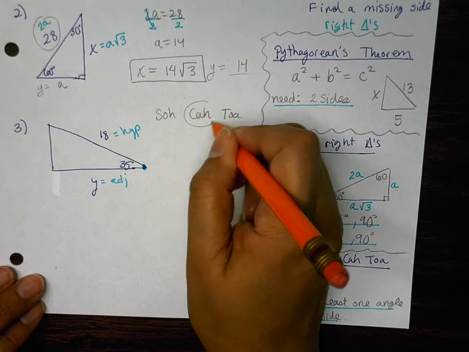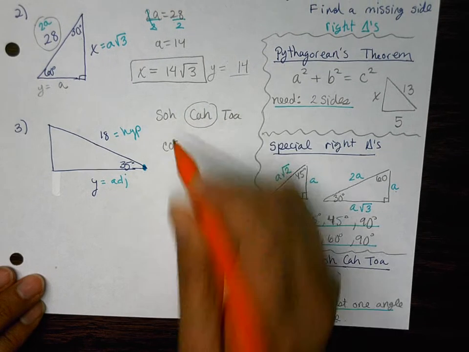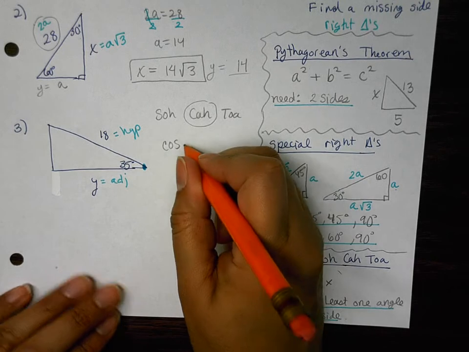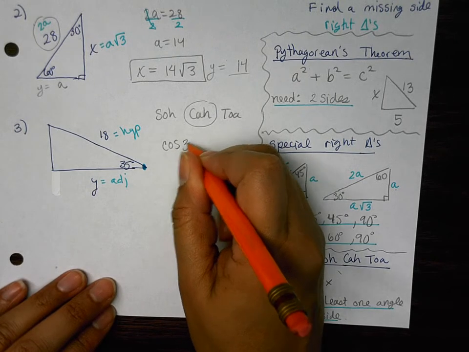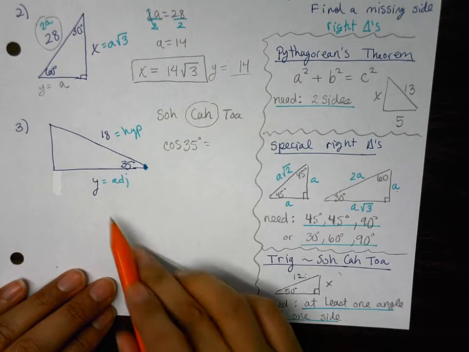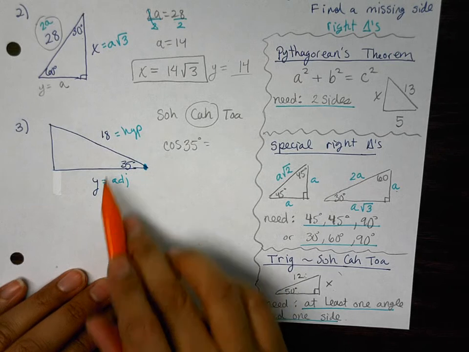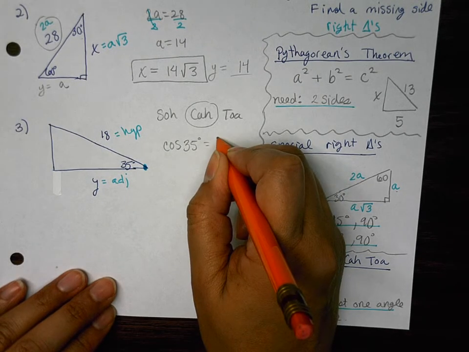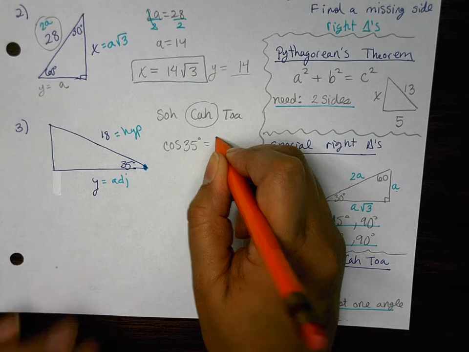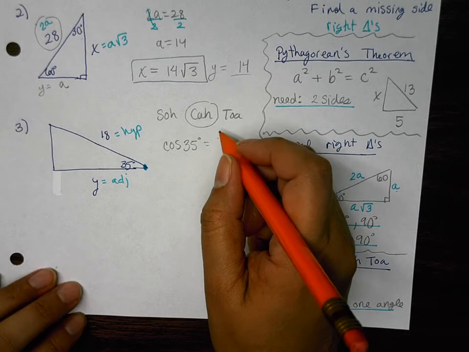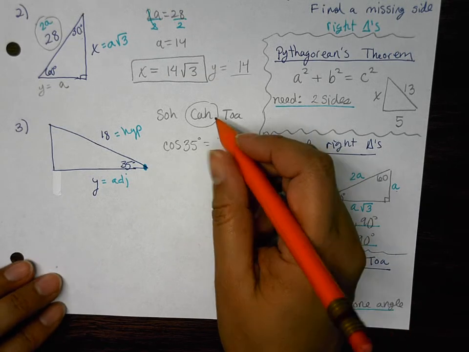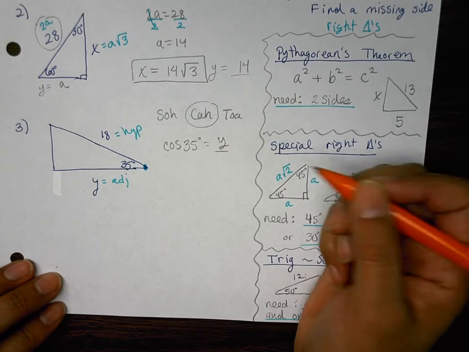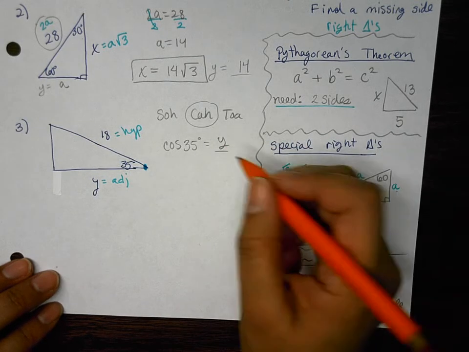Cosine. Adjacent over hypotenuse. Okay, so cosine of an angle, always. So y, 35, or 18? Cosine of 35 equals, luckily we have it labeled, so is it 18 over y or y over 18? Y over 18?